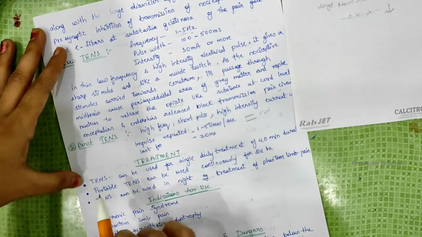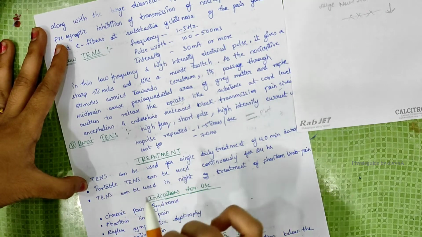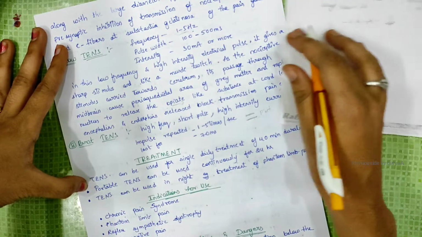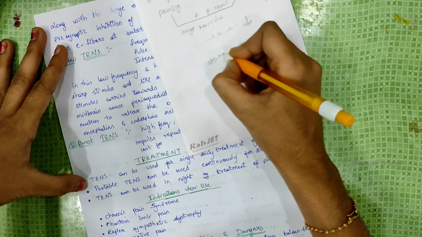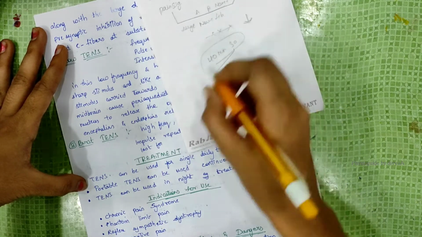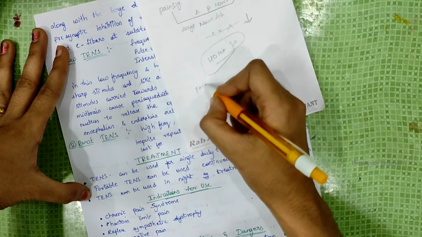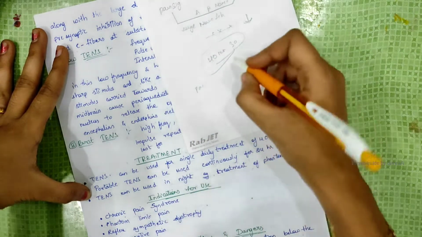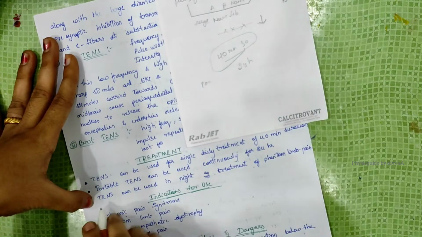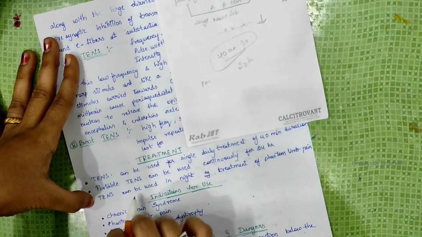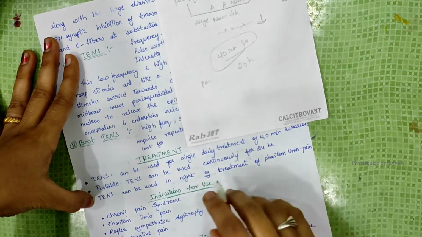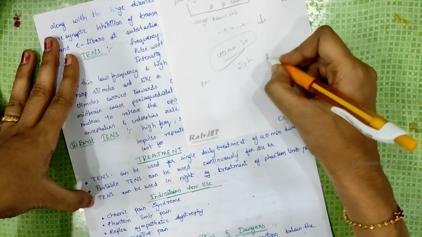Now, treatment. TENS can be used for single daily treatments of 40 minutes duration, or 30 minutes we can use. Portable TENS, meaning a small pocket-sized unit, can be used continuously for 24 hours. TENS can be used day or night. TENS can be used at night in treatment of phantom limb pain.